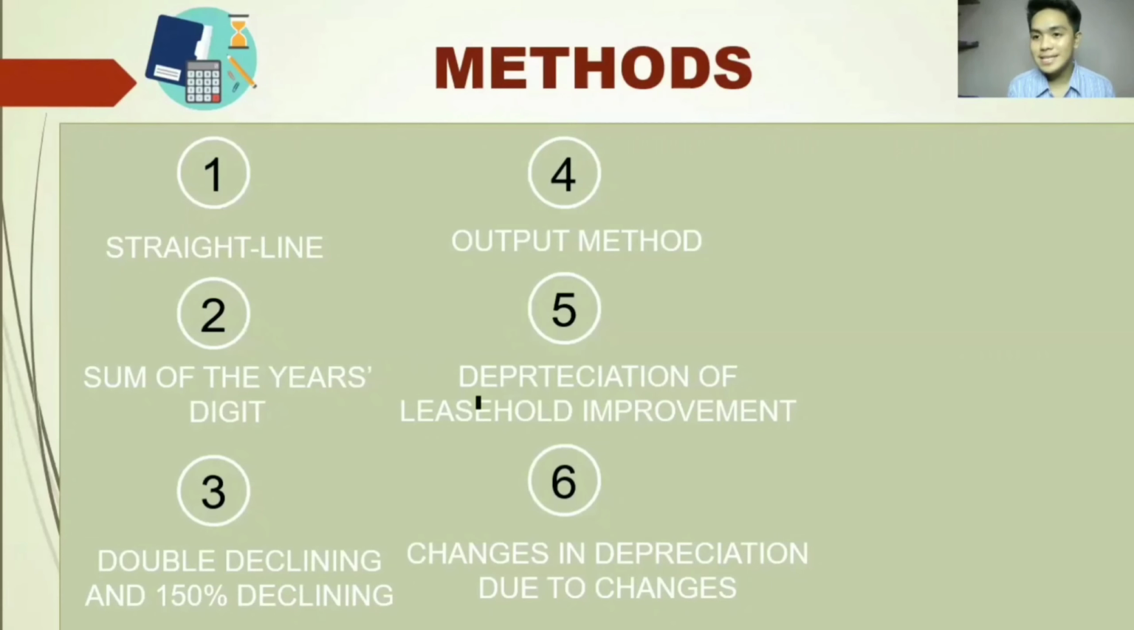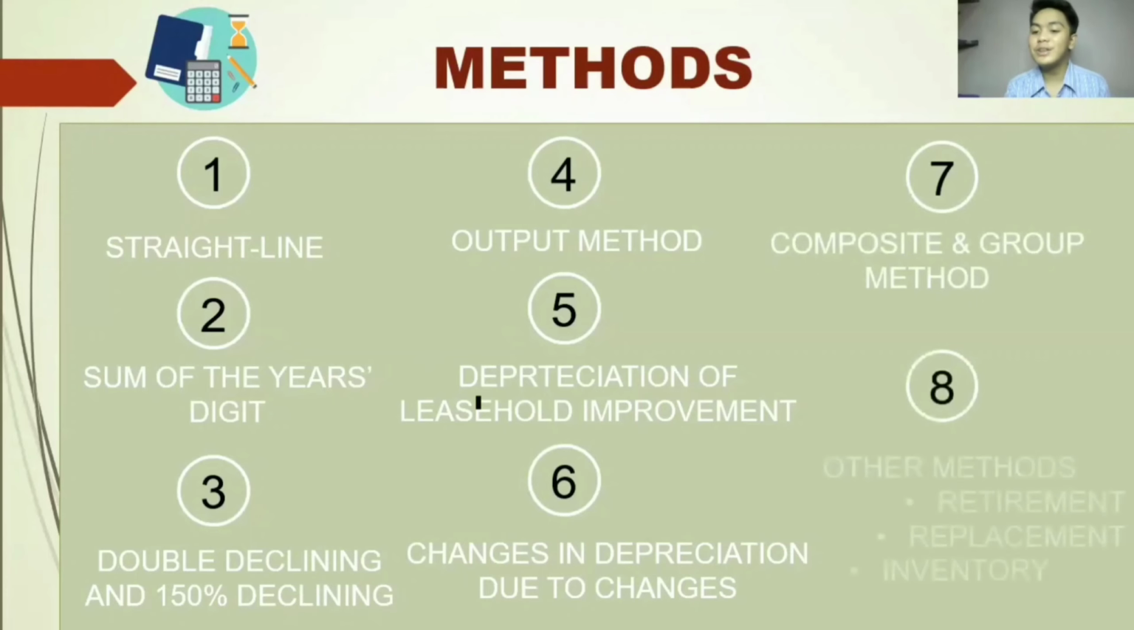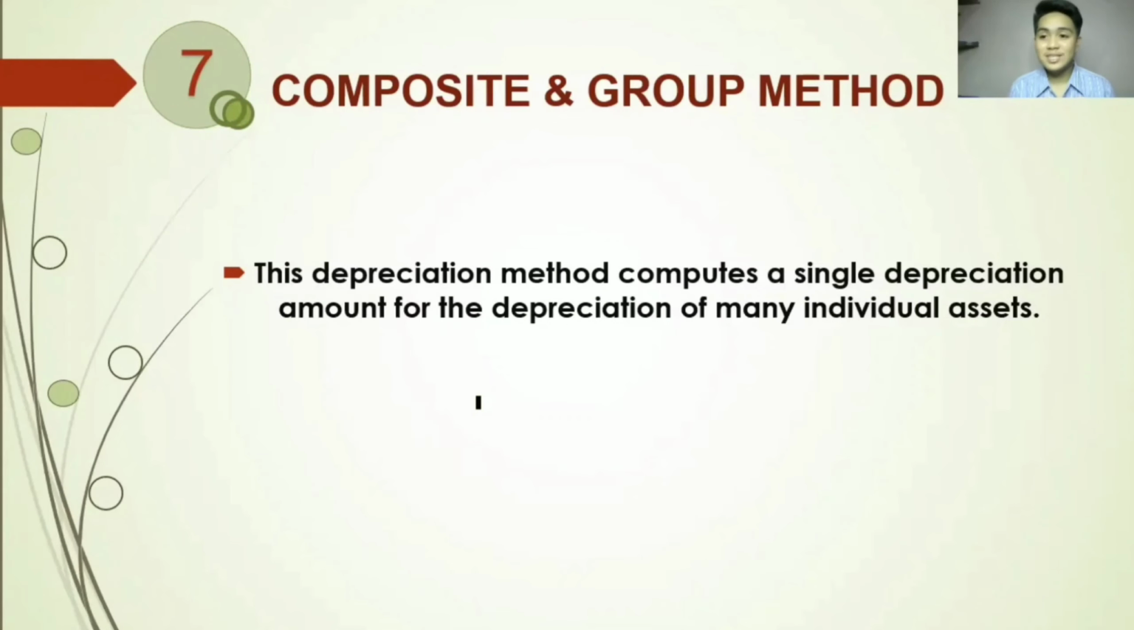So, guys, we have already discussed the first 6 methods. Now I will teach you the 2 remaining methods, which are the composite and group methods and the other methods, which are retirement, replacement, and inventory. So let's first talk about the composite and group method. Composite and group depreciation simplify accounting for depreciation with groups of assets that are similar or dissimilar in nature. Meaning to say, this method depreciates the entire group of assets as a single entity rather than depreciating the PPEs individually.